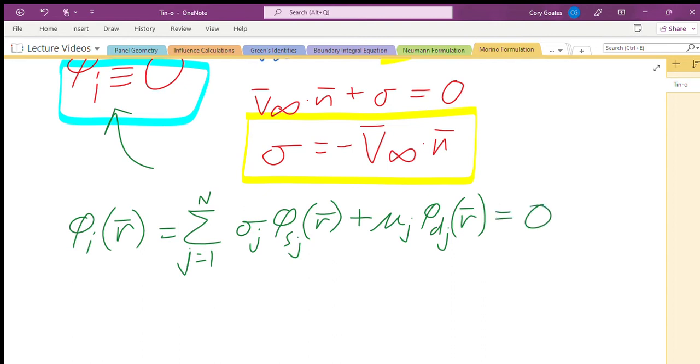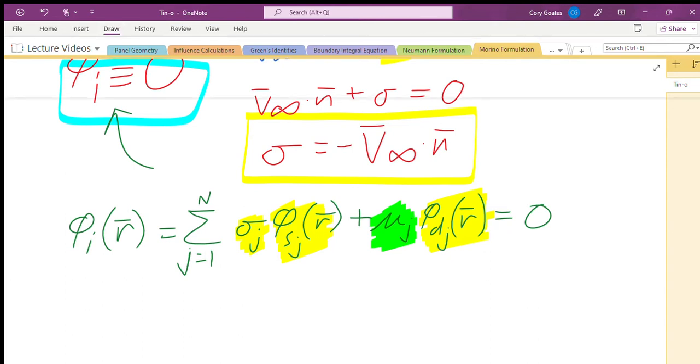Well, let's look at this. What do we know? What do we not know? We know sigma. We know this phi here. We can calculate that analytically, and that's in the project description. And we know the induced doublet potential. We did that for the last one. What we don't know is mu j. That's our unknown here. So let's rearrange things and gather our knowns and our unknowns.